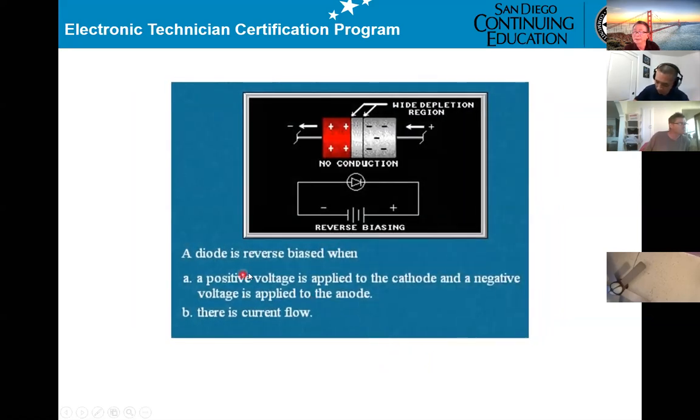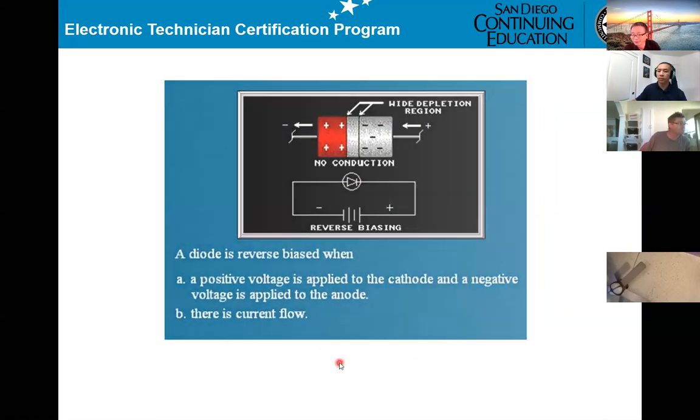A diode is reverse biased when A or B. A. Very good. You can get the answer right away. You're doing okay.